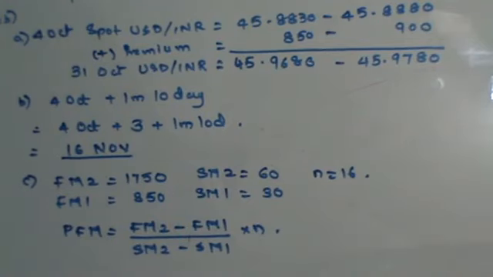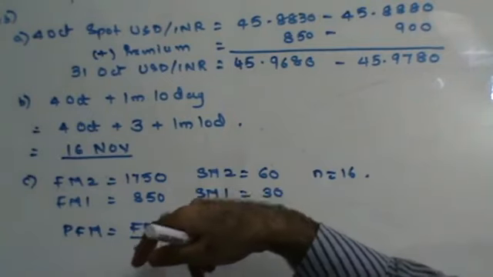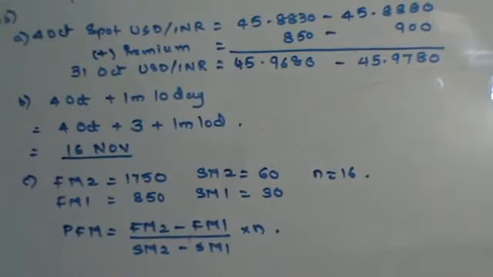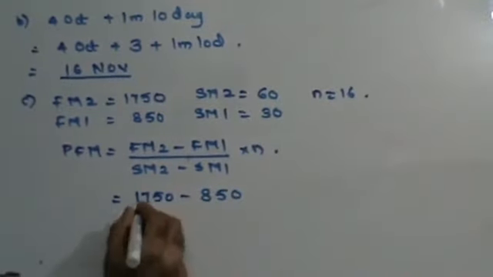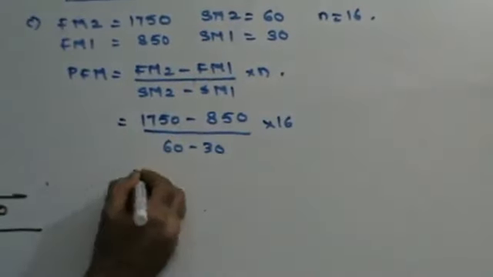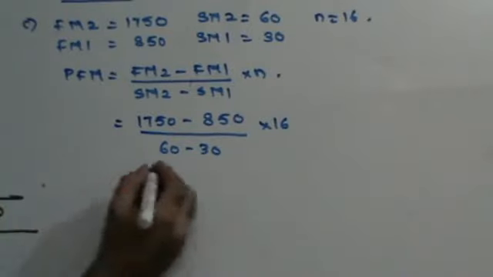If they are in opposite directions, wherein one forward margin is at a premium and the other is at a discount, then the formula would have been forward margin of second period plus forward margin of first period upon SM2 minus SM1. But here in this case, both are premium. That's the reason why I'm using this formula. So this is going to be 1750 minus 850 upon 60 minus 30 into 16, right? When you work this out, this comes to 480.